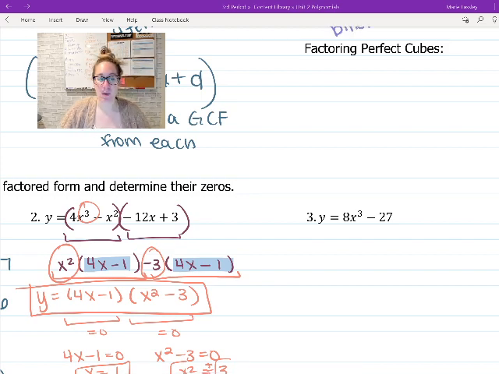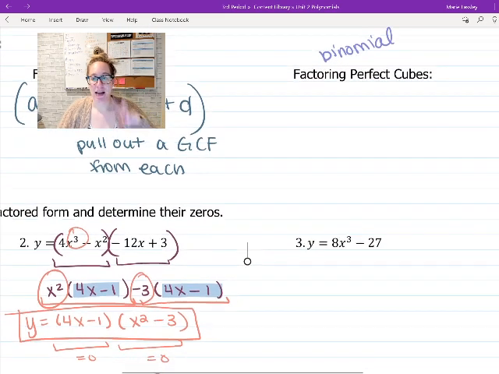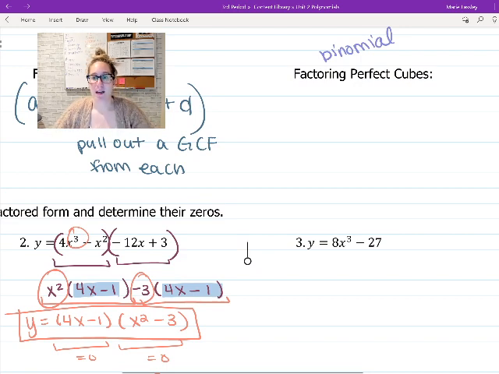All right, it only works if it's a binomial, meaning you can only have 2 terms. So it needs to be a binomial, and the numbers that you have must be perfect cubes, meaning you can take the cube root of the numbers and you get a whole number.